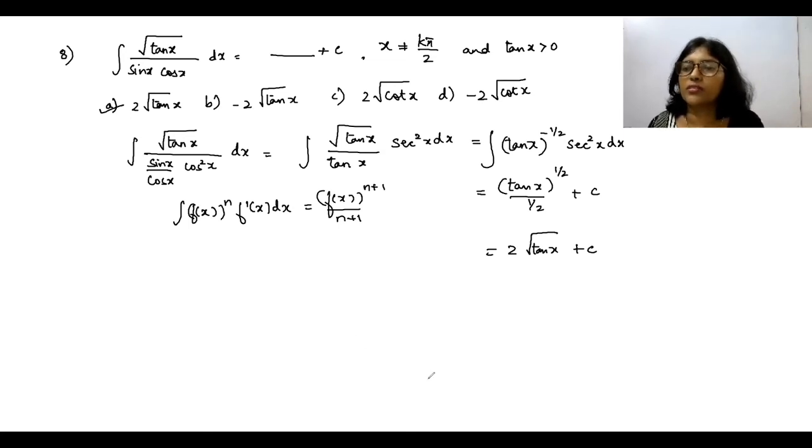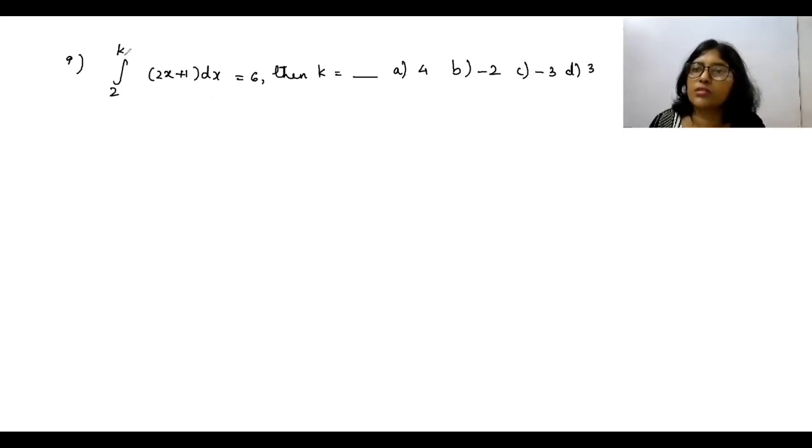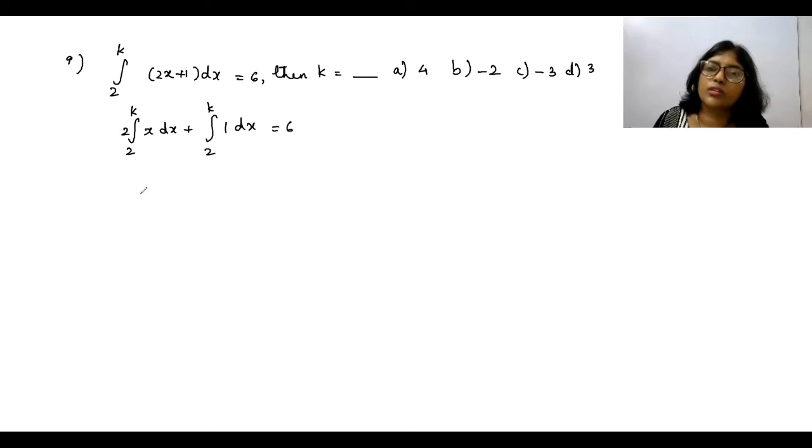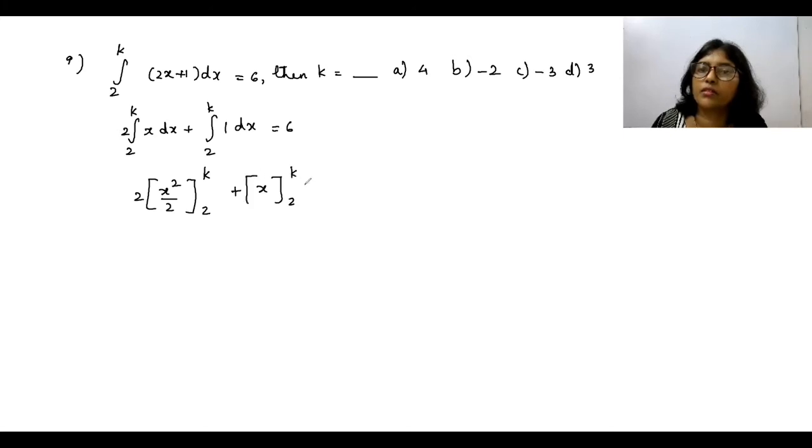Okay. Let's go to the 9th. So in here it is limits 2 to k, wherein we have to find k. The integral value is given. Simple integration. Let's take this. 2 will be outside, integral of x dx plus integral from 2 to k of 1 dx. The value is 6. So integration of x is x square by 2. Integration of 1 is x. That is 2 k square upon 4. And what is the value here? Lower limit 2. So 2 square.